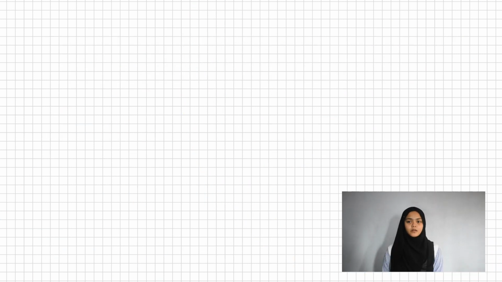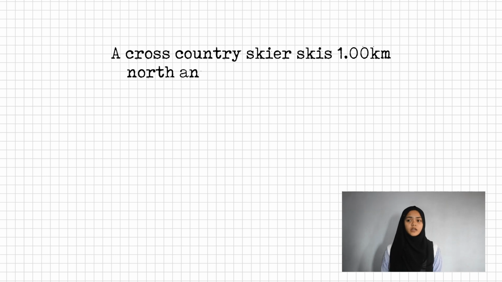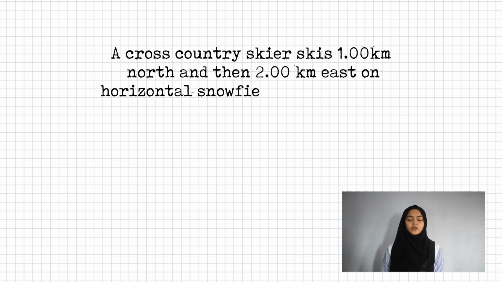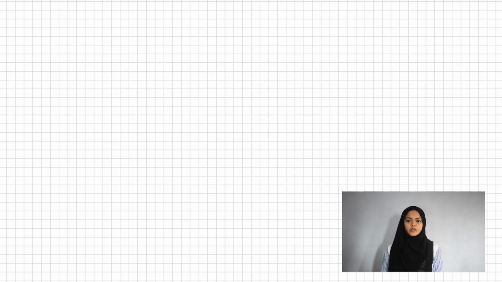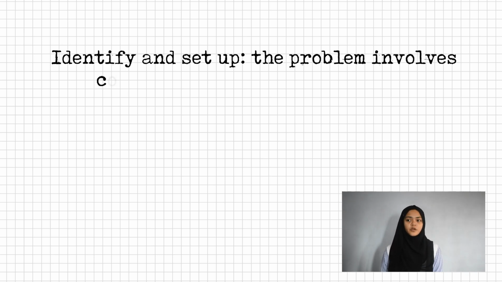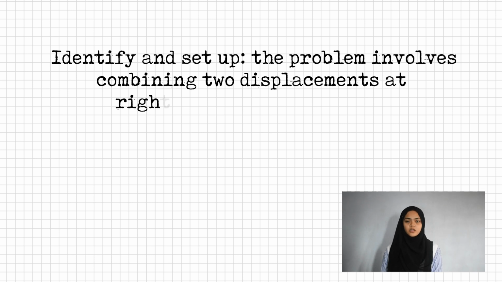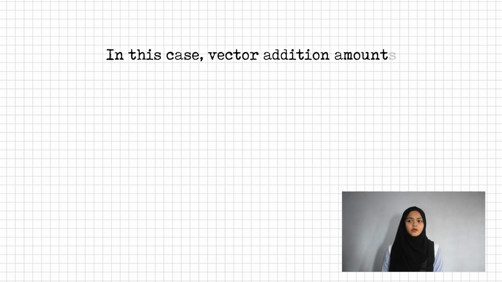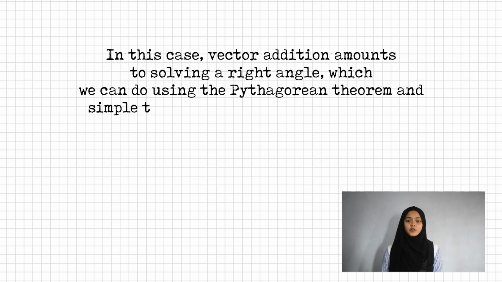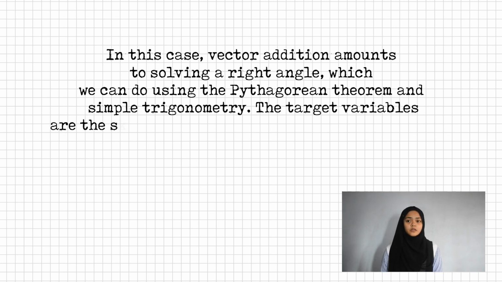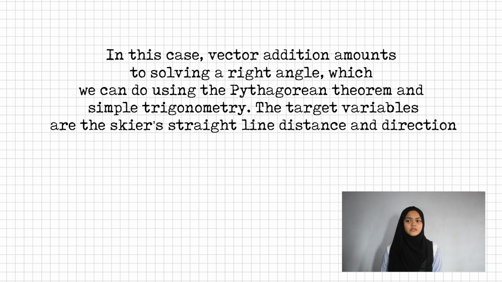Here is an example. A cross-country skier skis 1 kilometer north and then 2 kilometers east on a horizontal snowfield. How far and in what direction is she from the starting point? In the given situation, we need to identify and set up. The problem involves combining two displacements at right angles to each other. In this case, vector addition amounts to solving a right triangle, which we can do using the Pythagorean theorem and simple trigonometry. The target variables are the skier's straight-line distance and direction from her starting point.